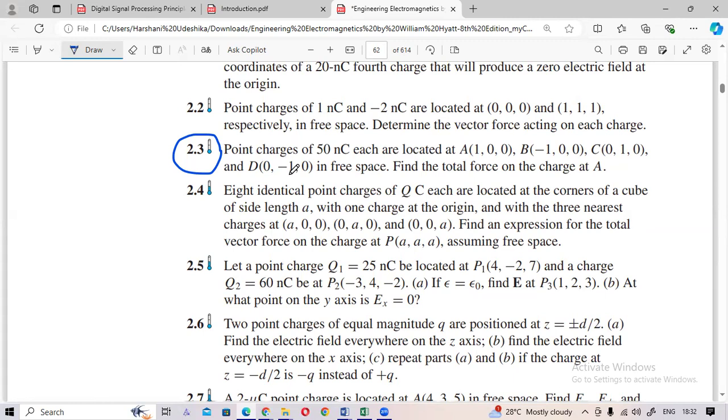First, here we have three locations, A, B, C. Here the locations use the Cartesian coordinate, or rectangular coordinate.